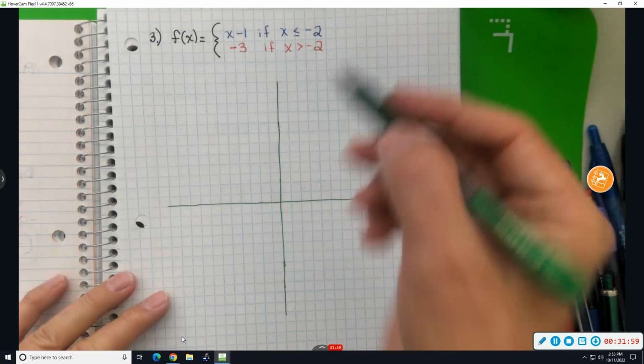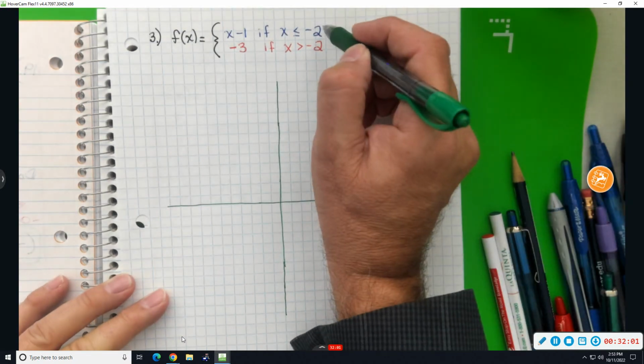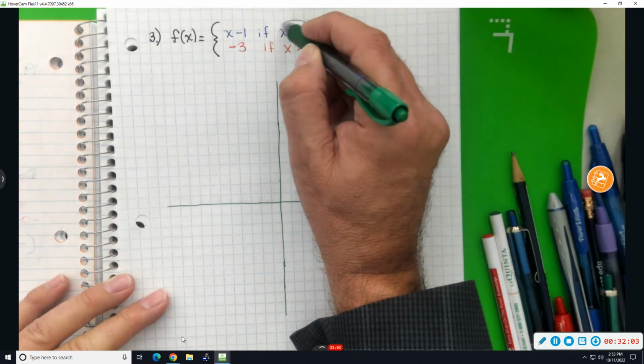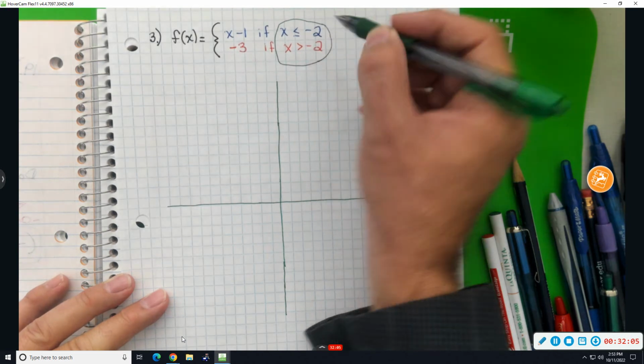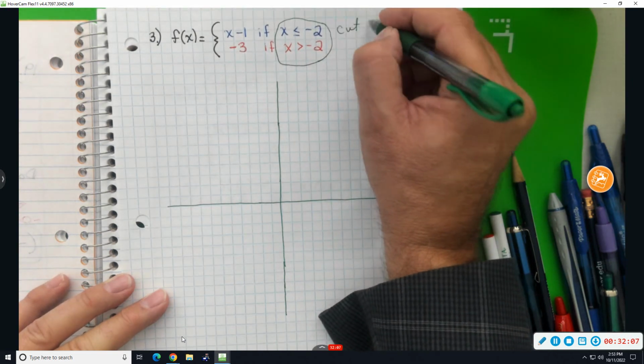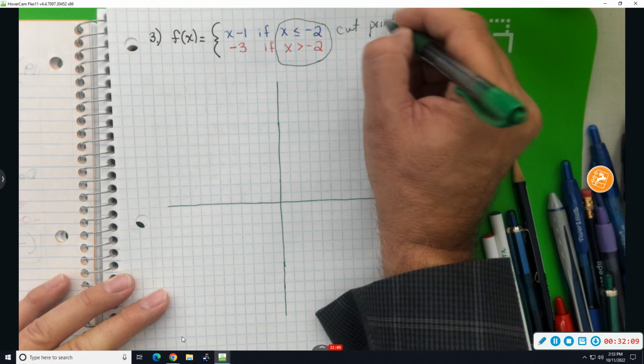Okay. We start off locating these cut points on the x-axis.